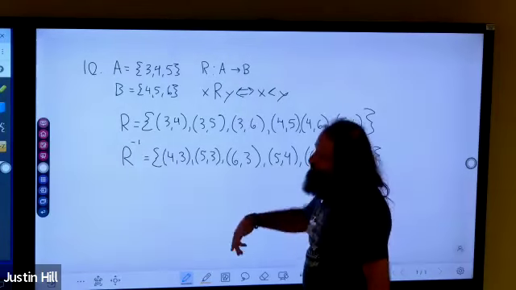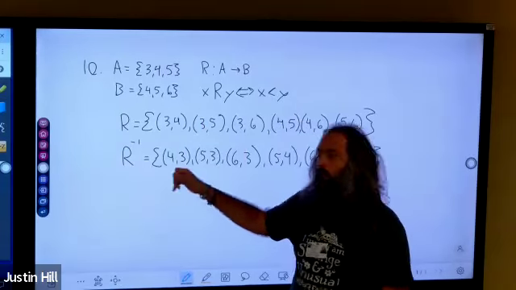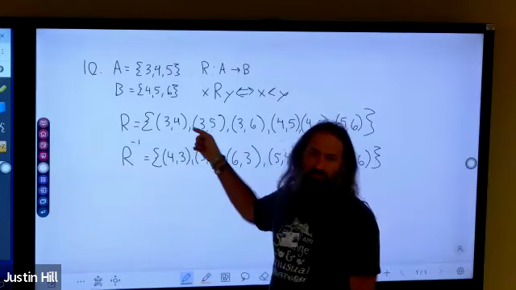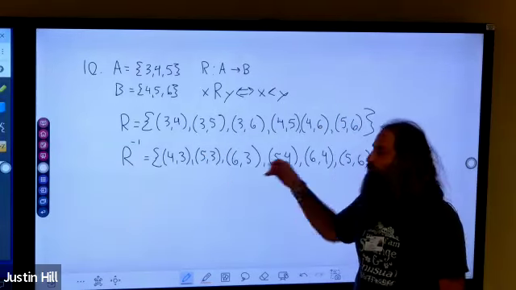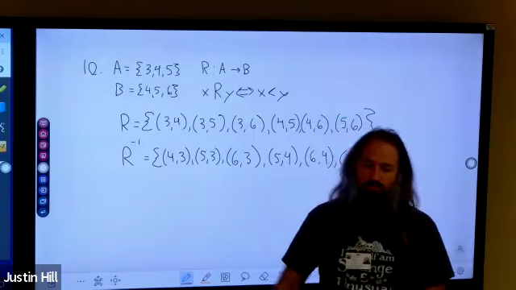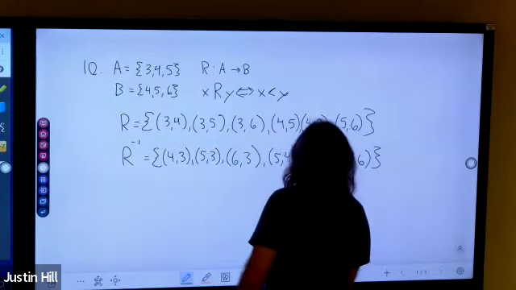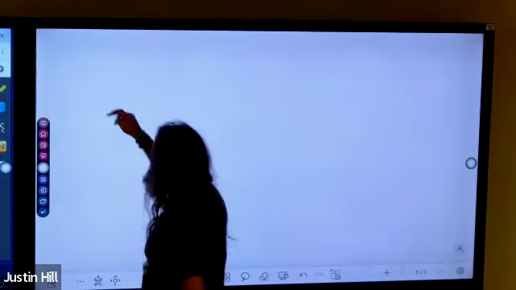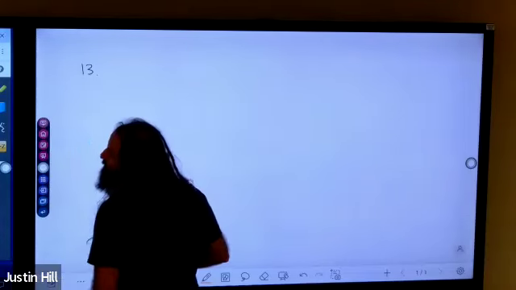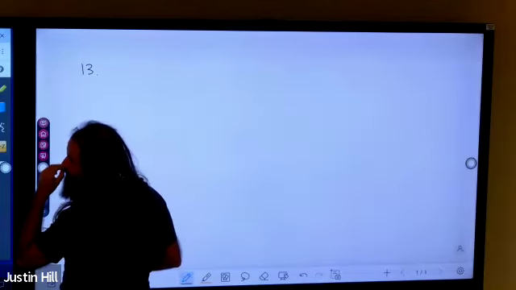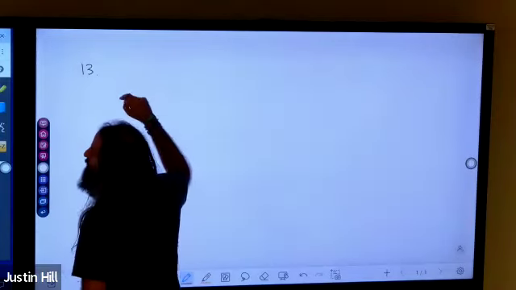So these next problems, 13 and 15, are about doing the same thing. We're going to write out the relation, but not this way, because eventually it's going to get crazy to write a ton of ordered pairs. We would need some different ways to write out these relations. So on 13, we'll start there.